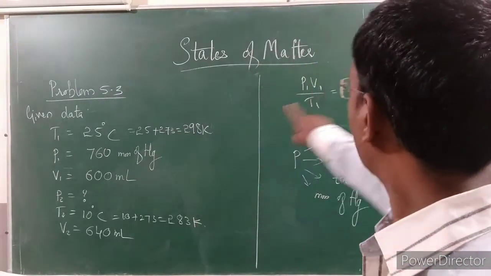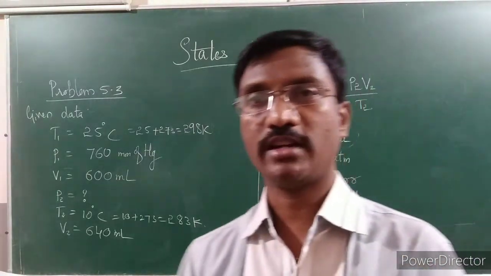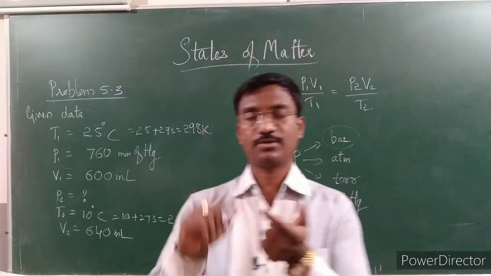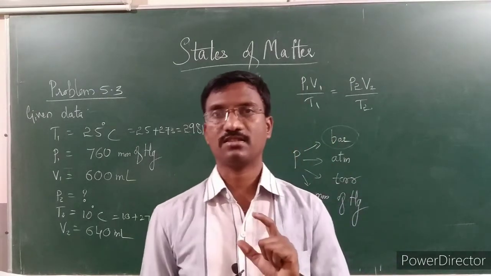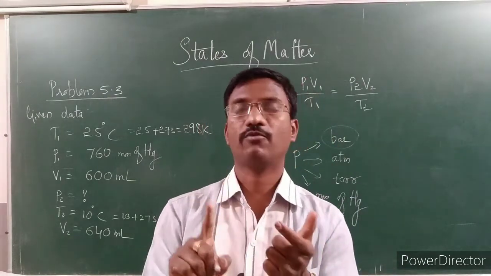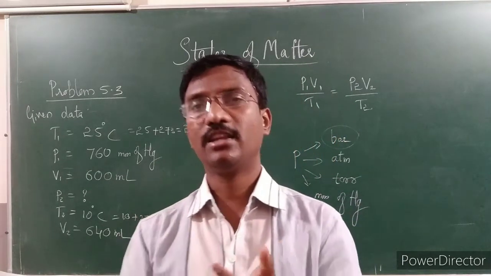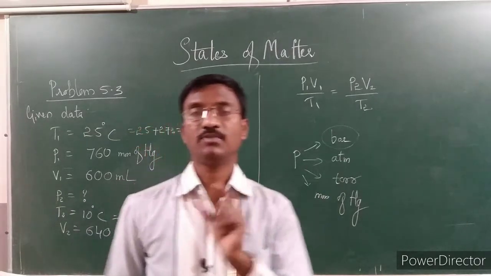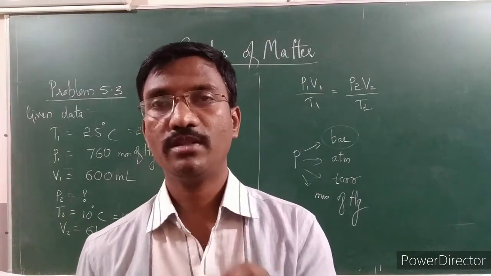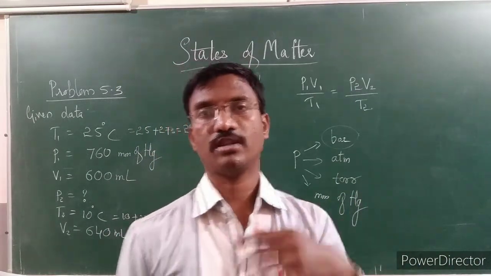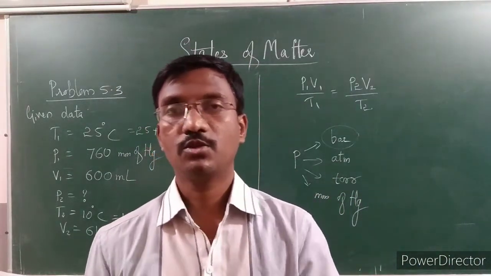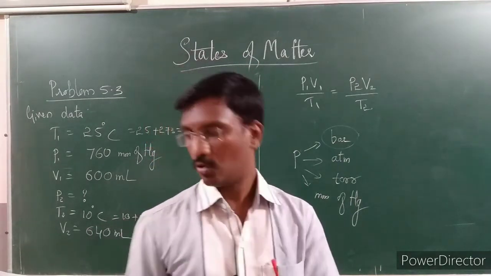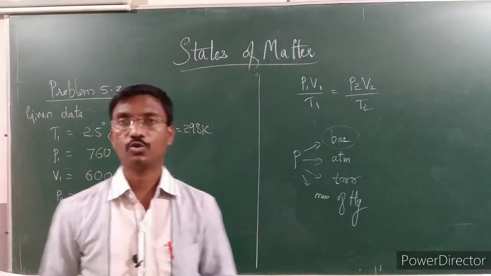After the given data, you have to write the formula. After writing the formula, you substitute the values, and after substituting, you calculate and write the answer. The answers should be with units. For temperature you have to write Kelvin, and for volume you have to write the units they used, like liter or milliliter. If the answer is not with a unit, you are going to lose marks. Okay, this is what you have to continue here.